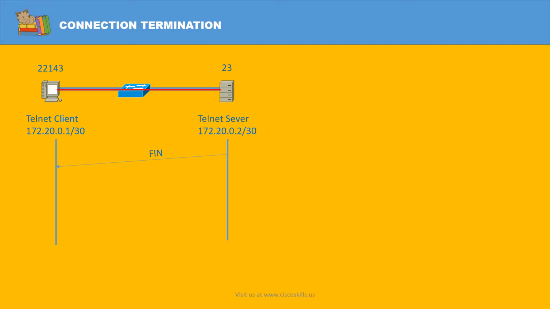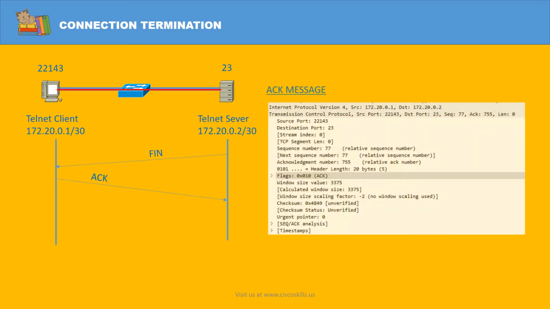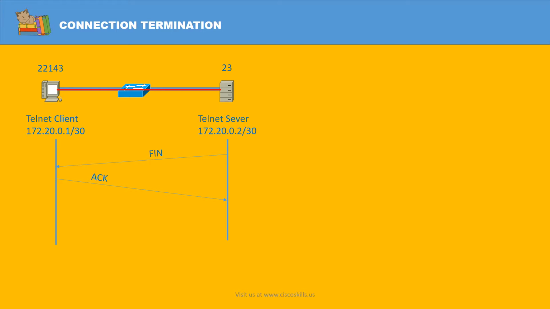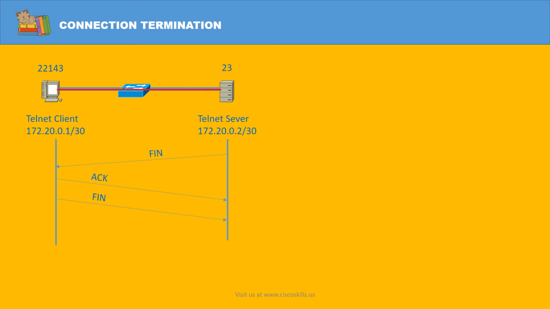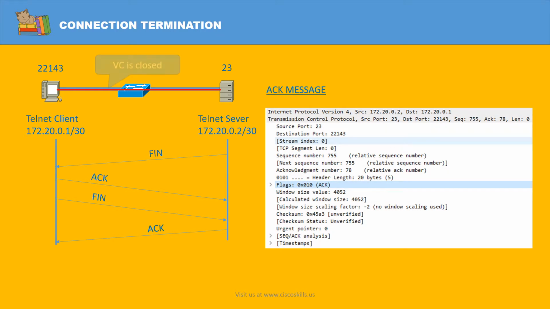When the client received the finished message from the server, it responded with the ACK message. Here's the ACK message. From now on, the server can no longer send data. The client now sends the finished message to the server. Here's the finished message from the client with the finished flag set. The server then responded with the ACK message and the virtual circuit is now closed.